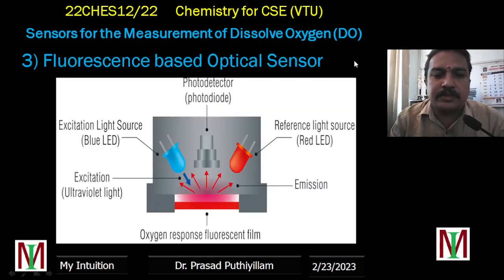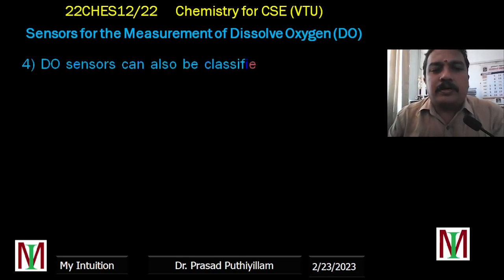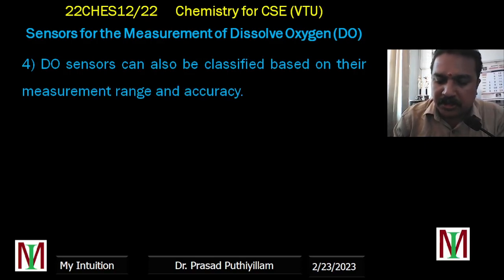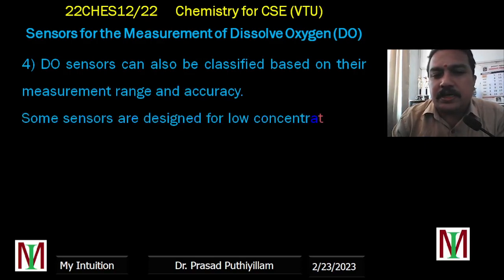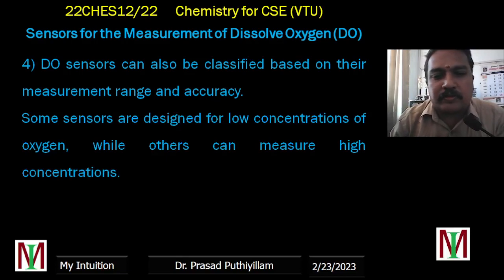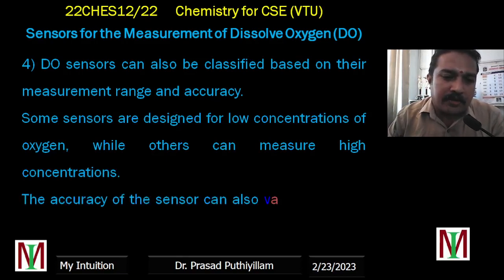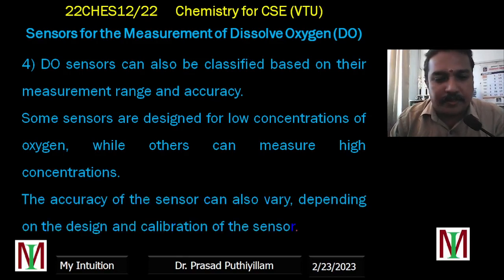Okay, so it's the same image given here. Now, DO sensors can also be classified based on their measurement range and accuracy. Some sensors are designed for low concentrations of oxygen, while others measure high concentrations of oxygen. The accuracy of the sensor can also vary depending on the design and calibration of the sensor.